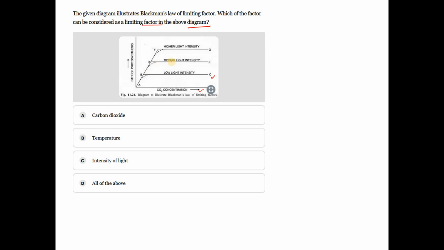In this part it is medium light intensity, so higher light. It means if you increase the light intensity, it is going to limit the reaction, it is going to change the rate of reaction. So yes, option C is the correct one.